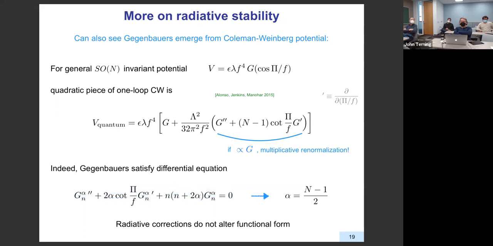Sorry, can I just ask before you leave this? This raises the question: the Gegenbauers would solve that differential equation with some specific boundary condition, right? But you could now imagine using other boundary conditions to find different multiplicatively renormalized potentials. Is there some reason why, from this point of view, you're picking out the Gegenbauer polynomials?